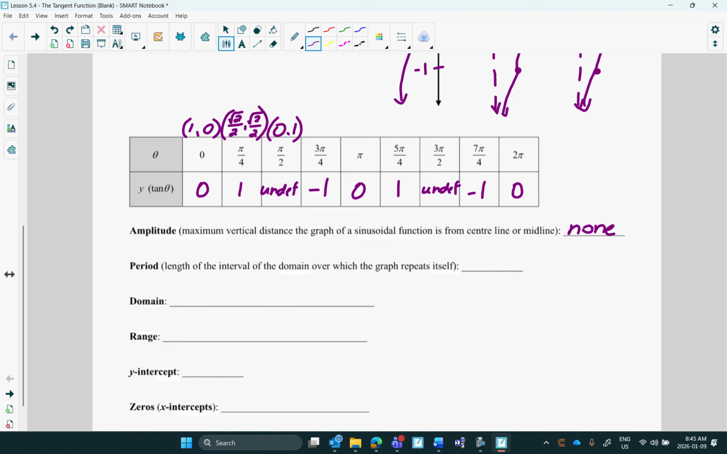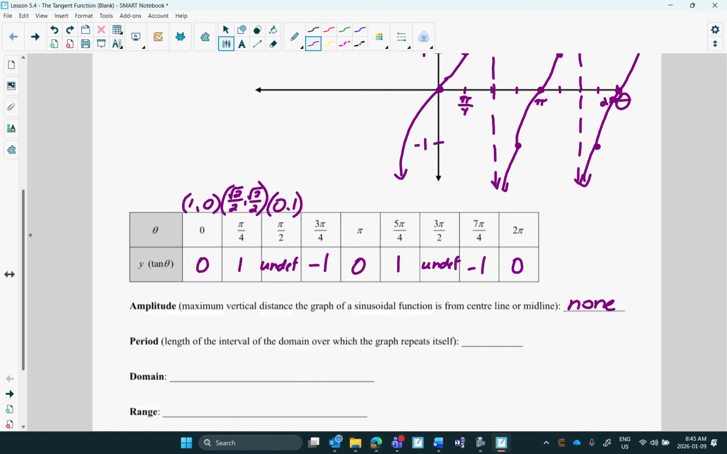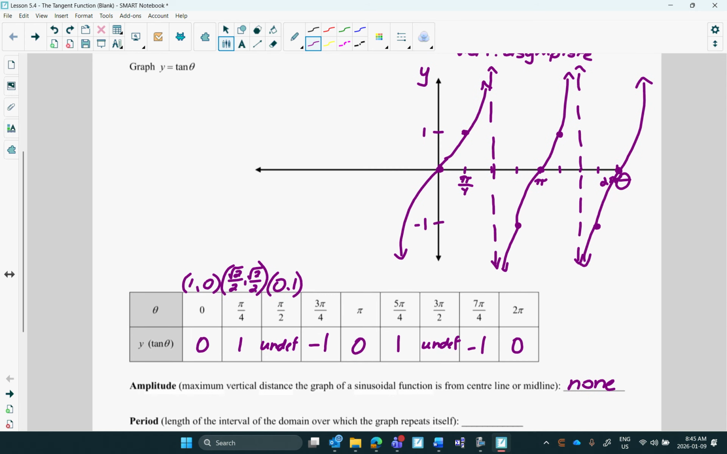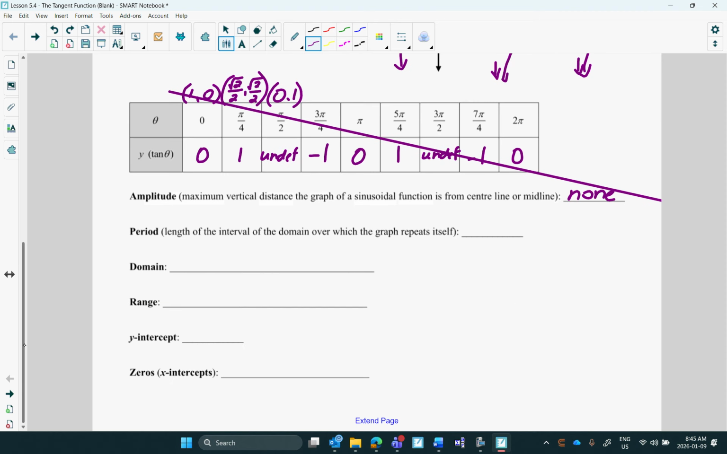The period. How long does it take for the curves to repeat themselves? Well, isn't this a period here? And this would be a period here. And then if we stretched it out, that would be another period. So how long is 4 notches? Pi. So the period would be pi.